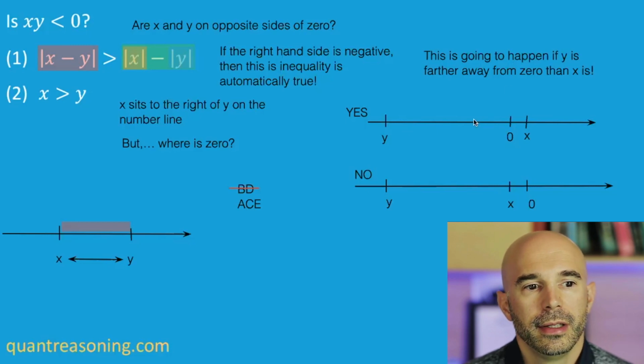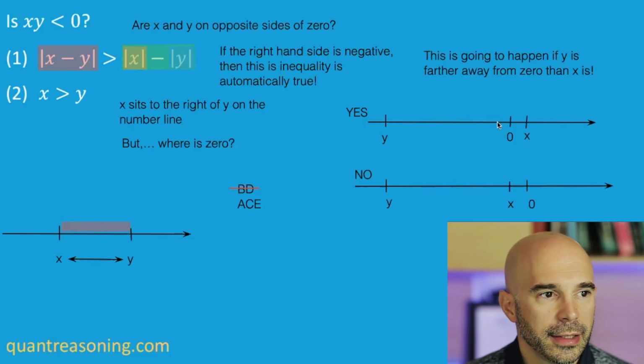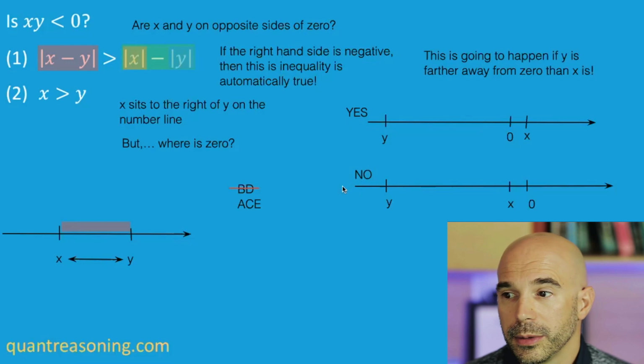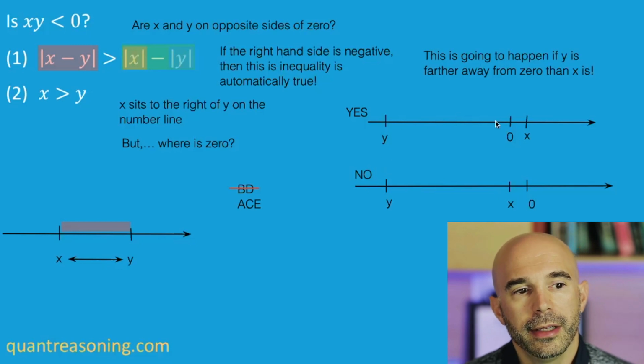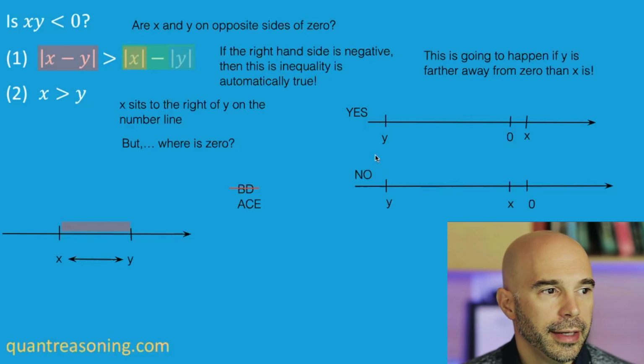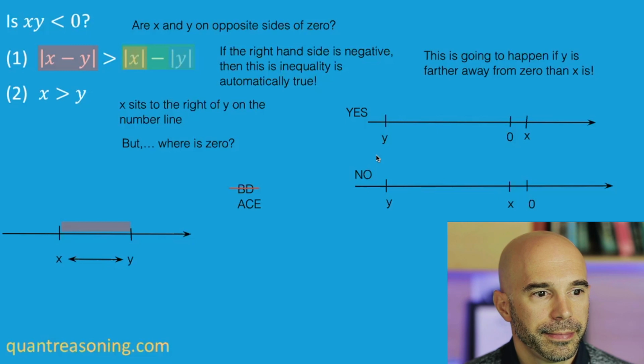And then we said, well, could you have scenarios in which y is farther away from 0 than x is that would lead to different answers to the question? And the answer was yes. It's pretty easy to come up with such cases. So we can see either by visualizing it in our head or by drawing it on our paper that statement 1 is not sufficient on its own.